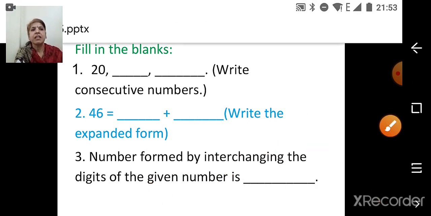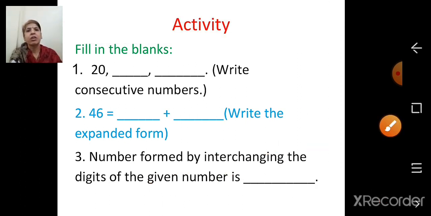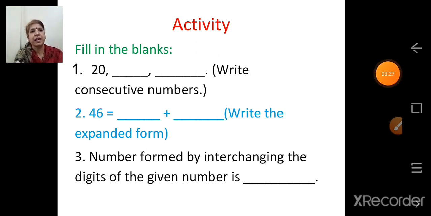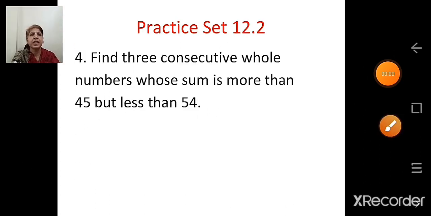So this will help us in solving the word problems. It will become easy with the one example we have done. So solving those word problems will become easy and you will understand it. Practice set 12.2, fourth question. Find 3 consecutive whole numbers whose sum is more than 45 but less than 54.